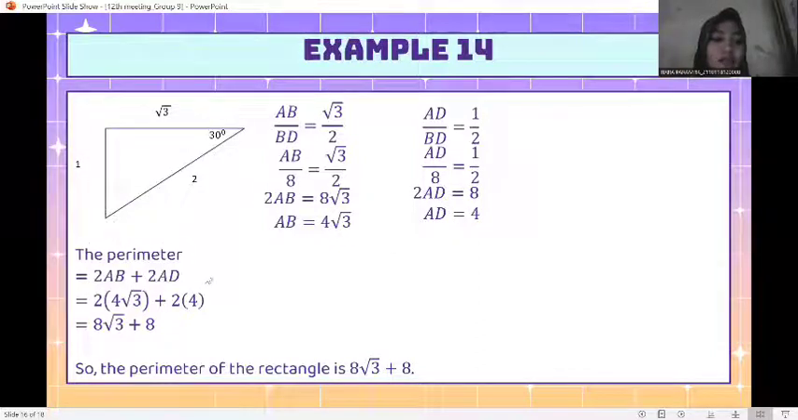And the perimeter is 2AB plus 2AD. AB equals 4 square root of 3 and AD equals 4. So 2 times 4 square root of 3 plus 2 times 4 equals 8 square root of 3 plus 8. So the perimeter of the rectangle is 8 square root of 3 plus 8.